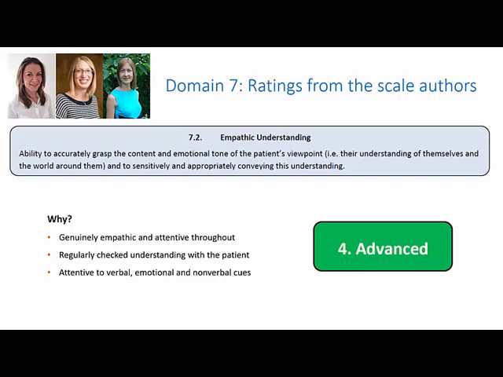For item 7.2, empathic understanding, we gave a rating of 4 advanced. We felt that the therapist seemed genuinely empathic and attentive throughout. There was a real feeling that she was just gently discovering the patient's inner world and experiences. She very skillfully noticed and attended to both verbal and non-verbal and emotional cues to help her better understand the patient's inner world. And she regularly checked out her understanding of the patient's viewpoint, often reflecting back the patient's own words and really ensuring that the patient felt fully listened to and understood.